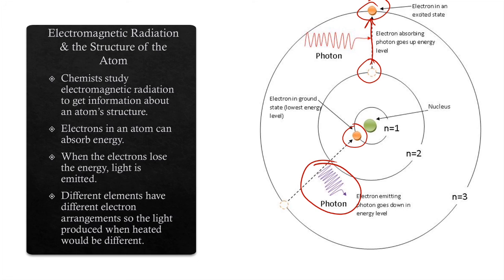Okay, so this energy is represented as the light, and in this case is purple. And when we see purple light, we know purple light has a short wavelength, and a short wavelength represents high energy. Okay, so the light can either be described as high or low energy based on our knowledge about the relationship between wavelength and energy. Different elements, y'all, have different electron arrangements, and we'll see this on Monday, so the light produced when heated would be different.